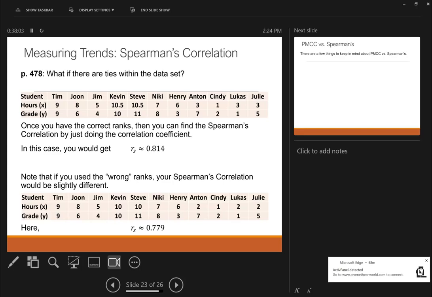Notice that if I didn't do the rankings properly, if I forgot to average the places, I do get the wrong Spearman statistic, right? If I just said, oh, Anton, Lucas, Julie all tied for second, Jim's 5th, 6, 7, 8, Steve and Kevin both tied for 10, give them both 10, you get the wrong value.